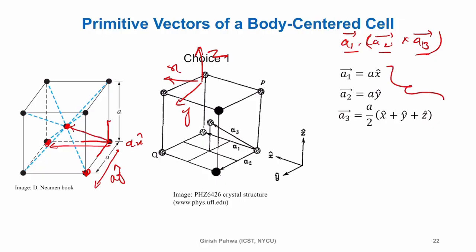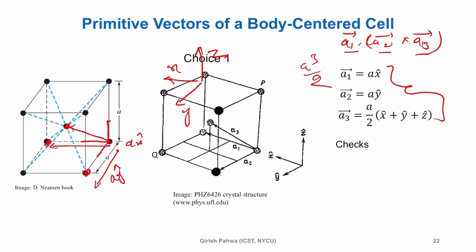And if you actually do this, it's not a very difficult calculation. A2 cross A3 you can very easily find out, right? It's simply X and Y. You know, X cross Y gives you Z, Y cross Z gives you X, so all of that. So if you do that, you will find that the volume is actually a cube by 2. You can do that exercise at home. So this is a set of primitive vectors, right?